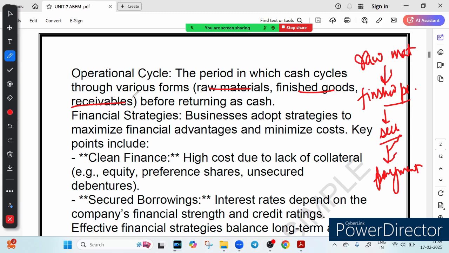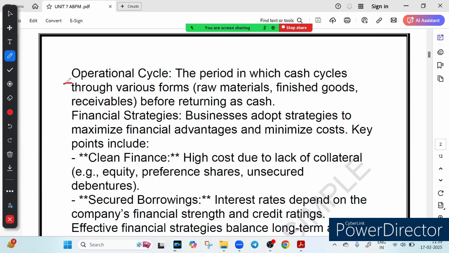So this whole cycle from spending money, right? In raw material obviously this particular factory has spent its money, so this whole cycle from spending the money to getting the money back is called the operating cycle. The faster this cycle moves, the better the business performs financially, right?